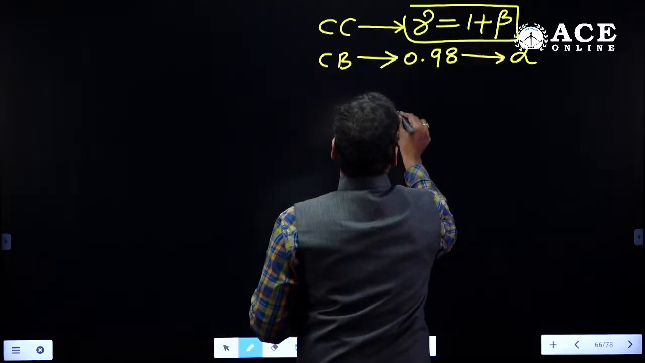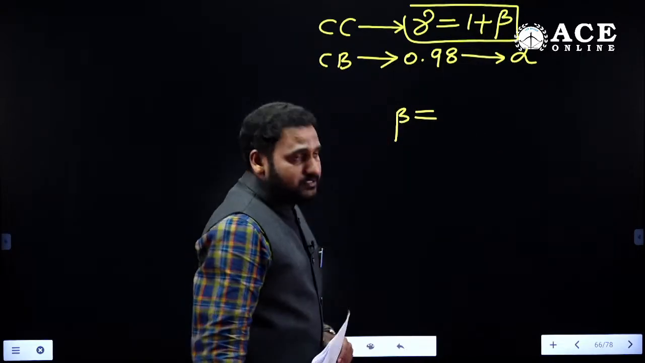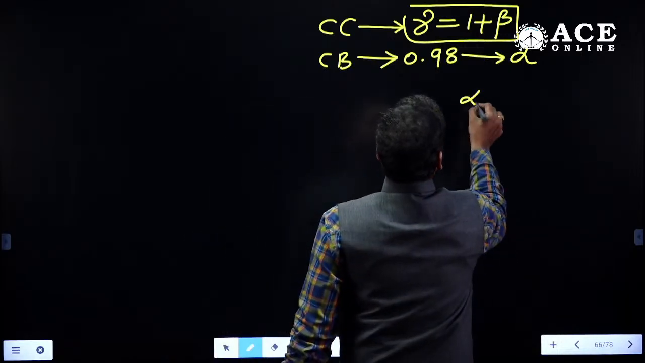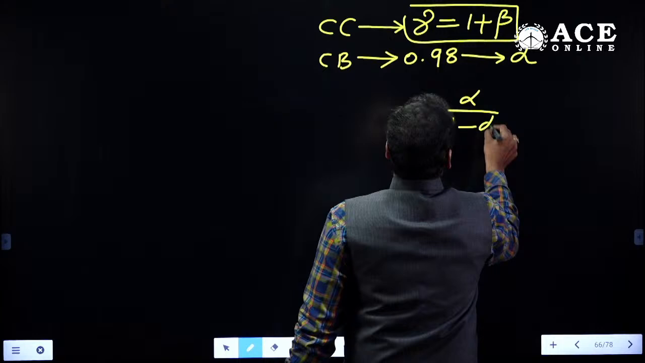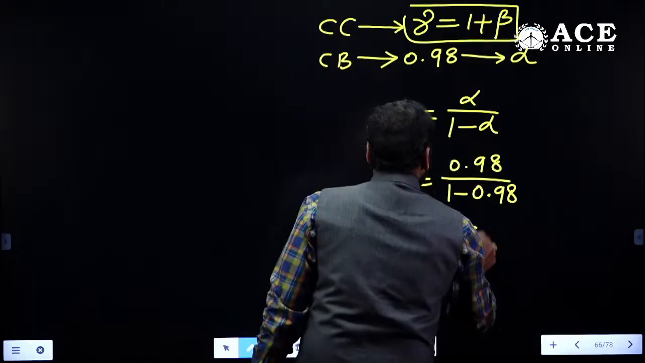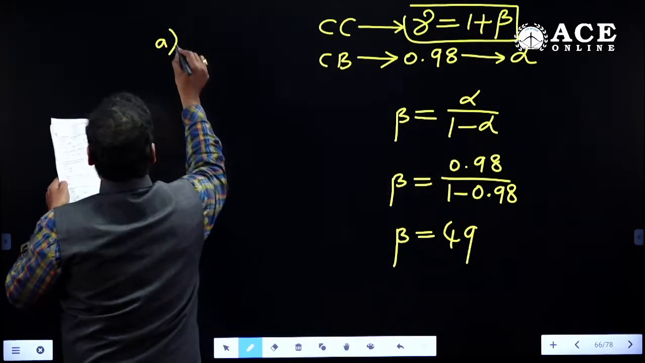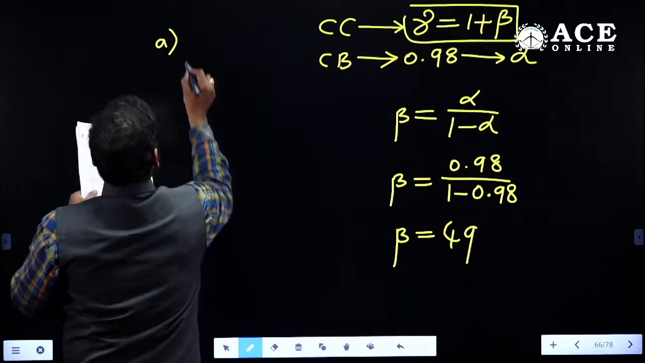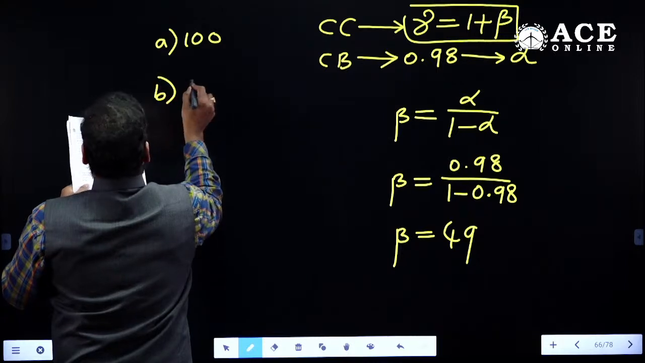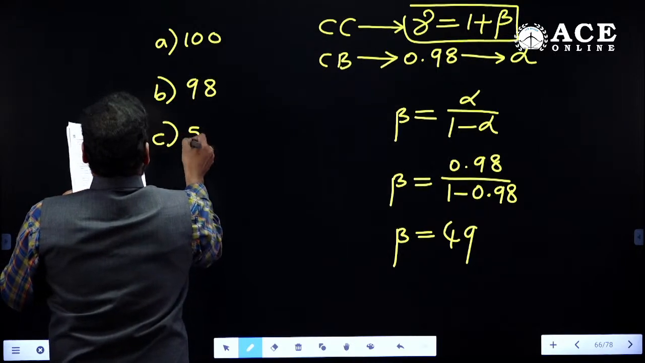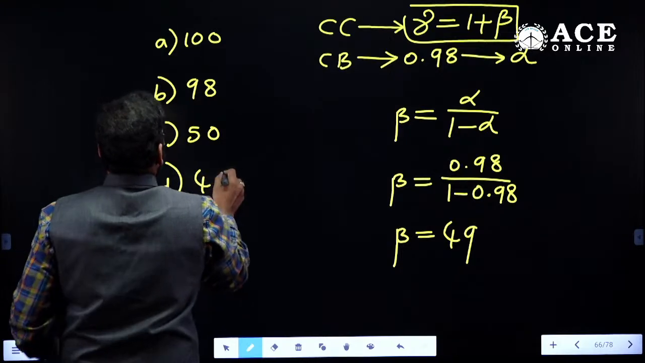So what is beta? From the alpha beta gamma relations, beta is equal to alpha by 1 minus 0.98, of course it is 0.02, and if you calculate it you will get 49, right? See the options, friends. Option A 100, option B 98, option C 50 and option D 49, right?